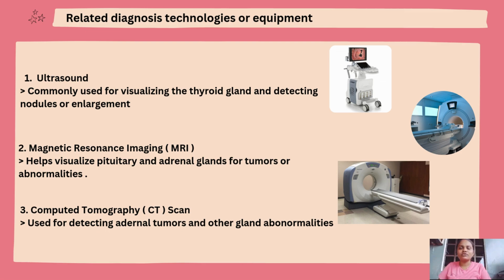Related diagnosis technologies or equipment. Ultrasound, commonly used for visualizing the thyroid gland and detecting nodules and enlargement. Magnetic resonance imaging, which is MRI, helps to visualize the pituitary and adrenal glands for tumors or abnormalities. And the final one is computed tomography, CT scan, used for detecting adrenal tumors and other gland abnormalities.